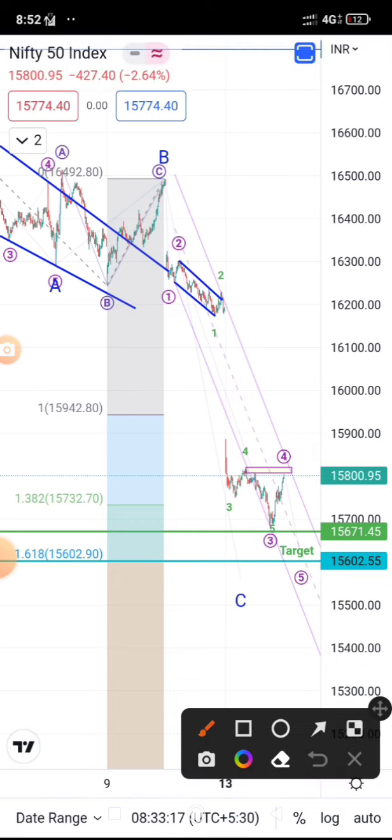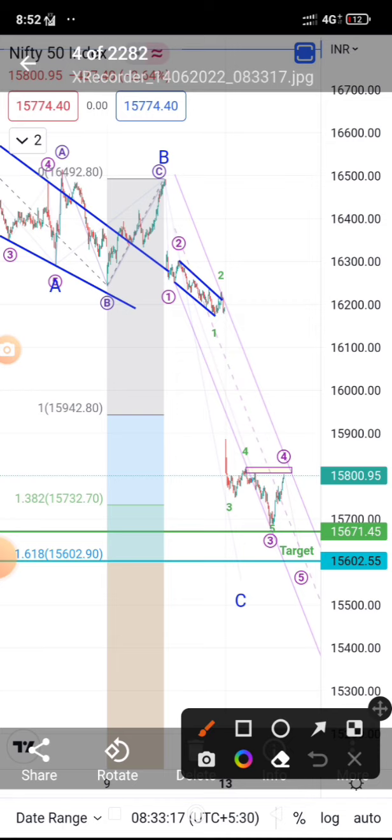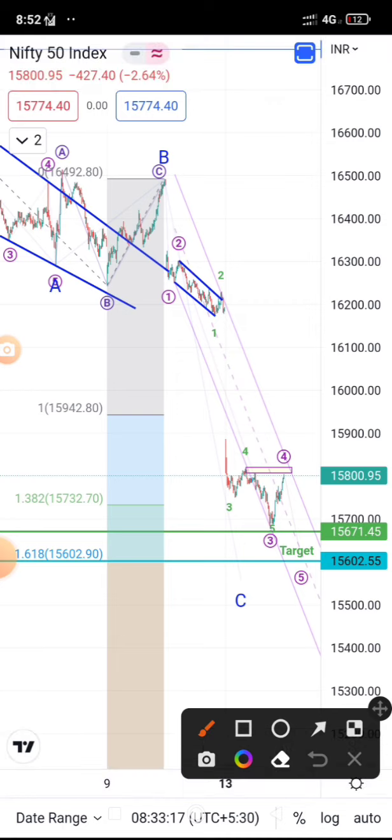Okay, so you can understand here that the third wave could have been completed, since there are no bigger pullbacks. So bigger pullbacks are missing here, so it's very hard to forecast the move. Okay, so this is the best count that I can come up with.